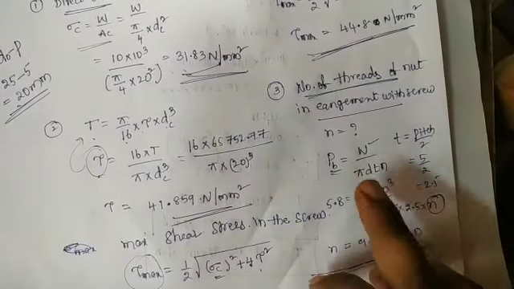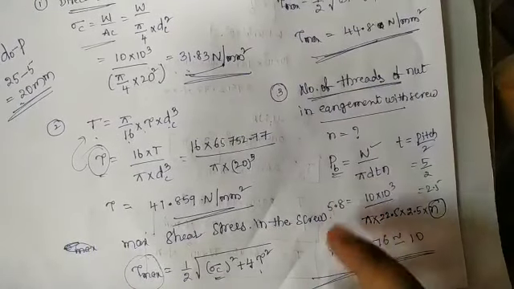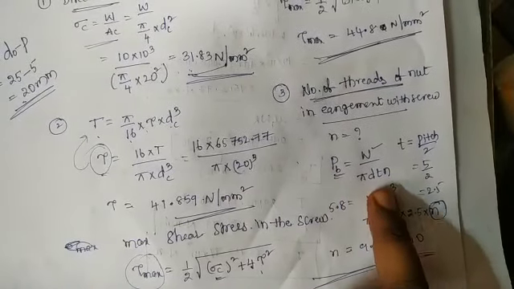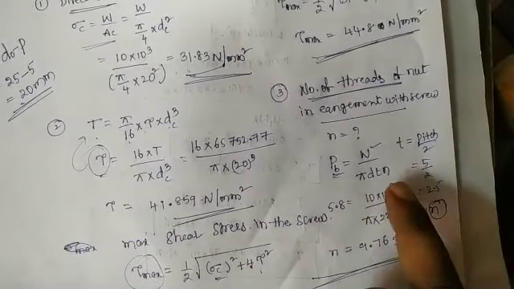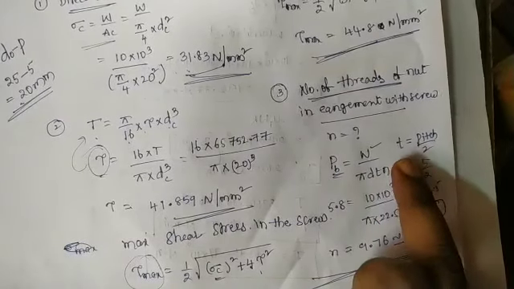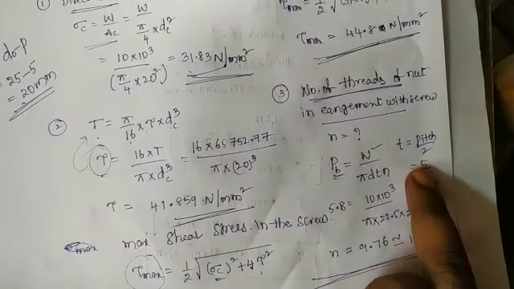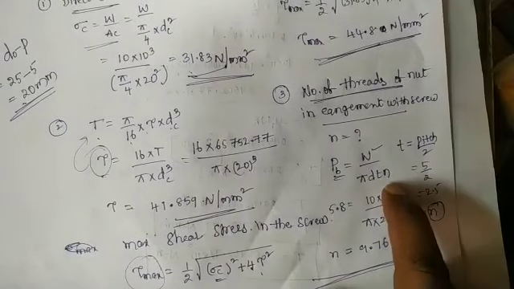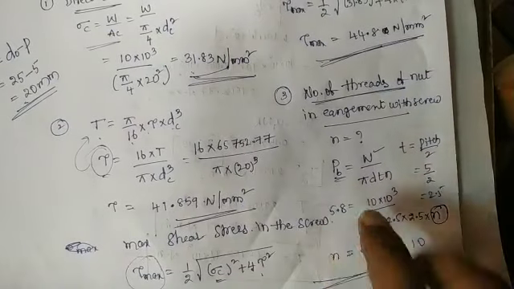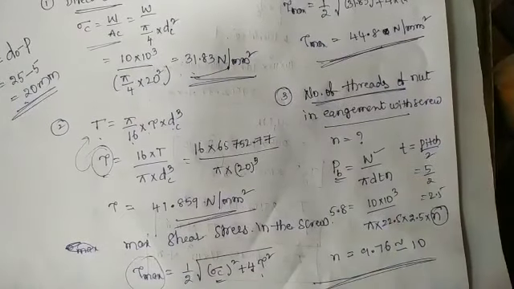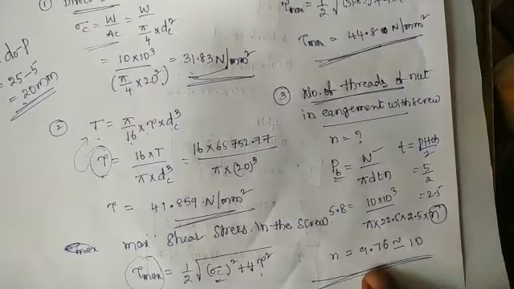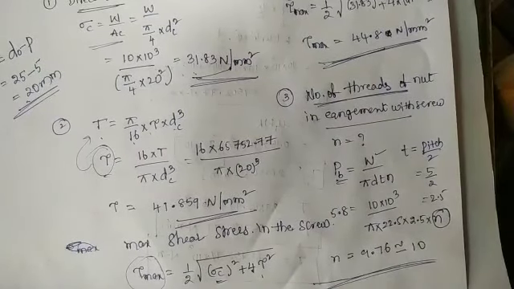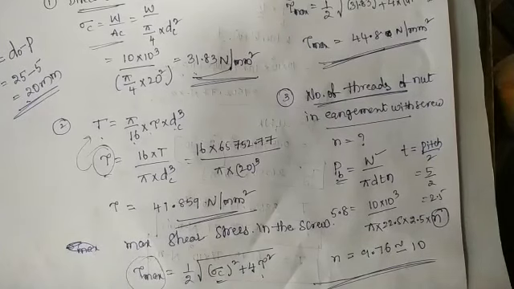We know one clue, that is the bearing pressure, so Pb equal to W by pi into d into t into n, where n is the number of threads. T means thickness of thread, t equal to pitch by 2. So t is a known value, n is the calculation value, and Pb is also a known value. Substituting all values in the Pb formula, we finally get n equal 9.776, that means approximately 10. So the number of threads of nut in engagement with the screw is 10.